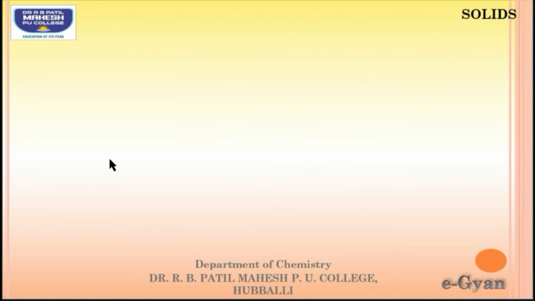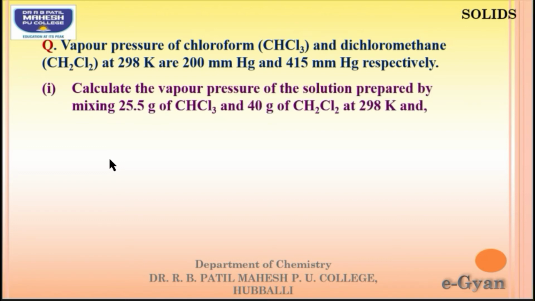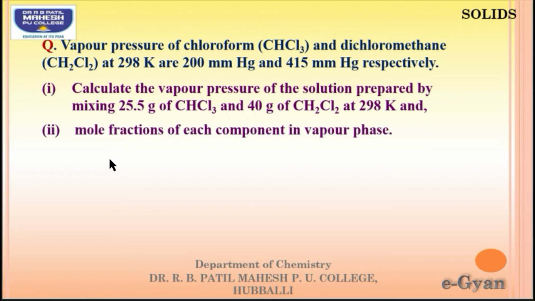Let us solve one or two numericals. Vapor pressure of chloroform and dichloromethane at 298 Kelvin are 200 mmHg and 415 mmHg respectively. Calculate the vapor pressure of the solution prepared by mixing 25.5 gram of chloroform and 40 gram of dichloromethane at 298 Kelvin, and the mole fraction of each component in the vapor phase. So let us see the solution. First one.